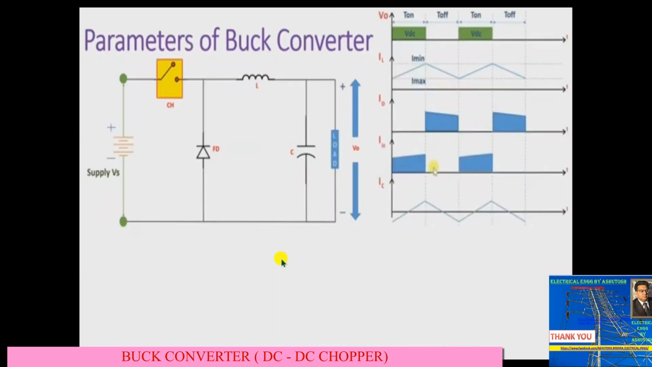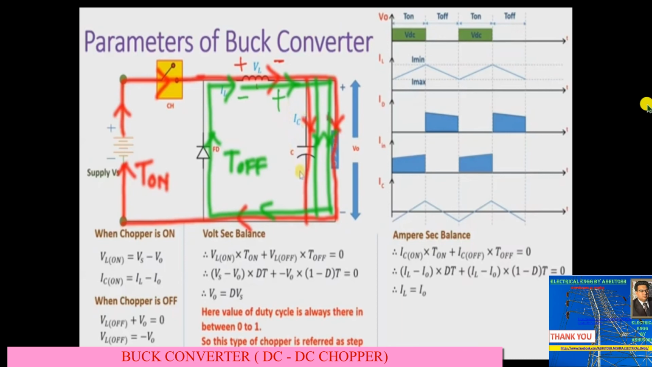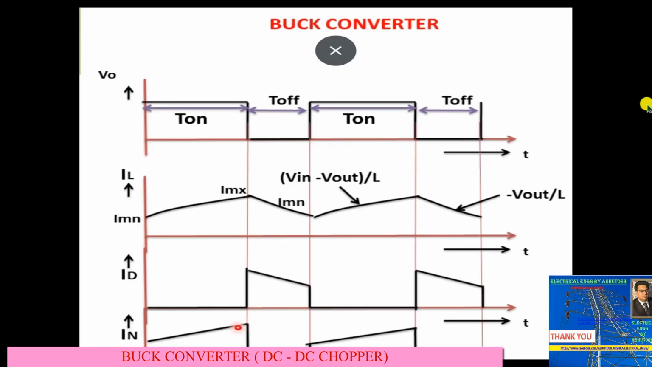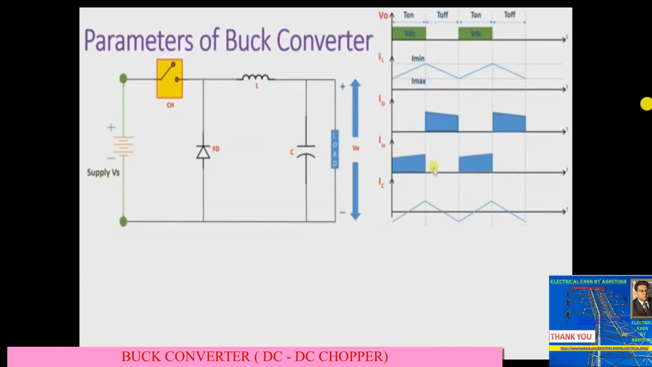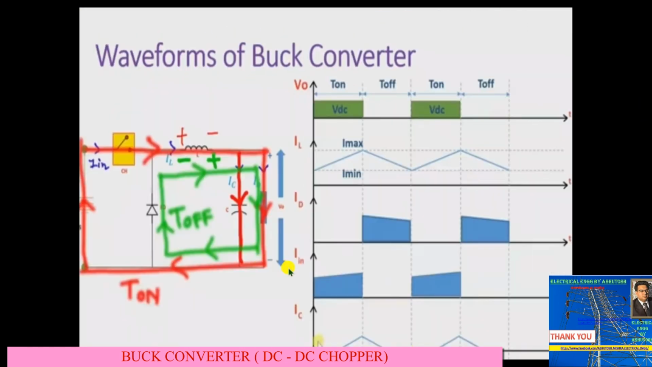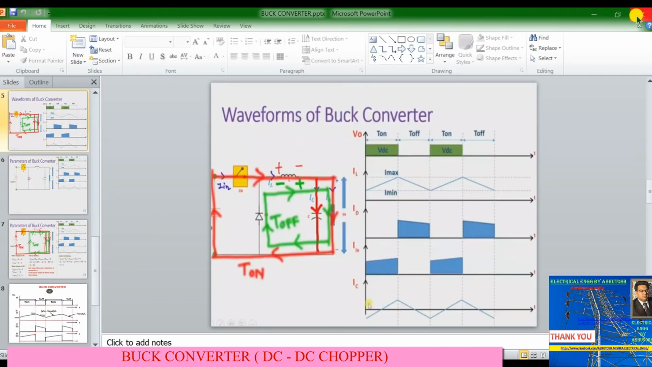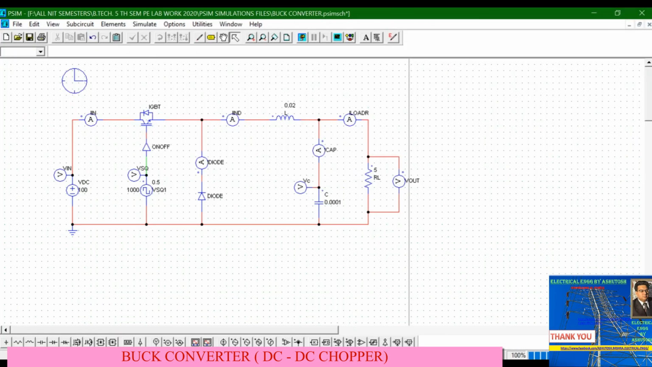Now in the waveform, as you can see here, this is the current and this is the diode current. This is the input current during T on time, and this is the input current during off time. And this is the capacitor current, the charging current of the capacitor, charging and discharging of the capacitor. Now we will look at the waveforms.